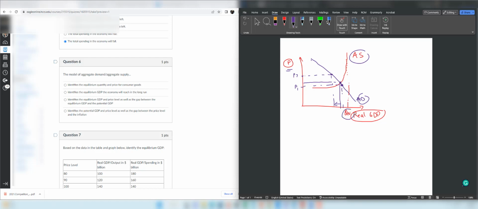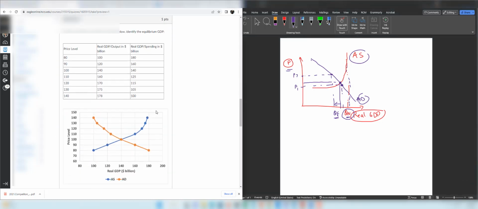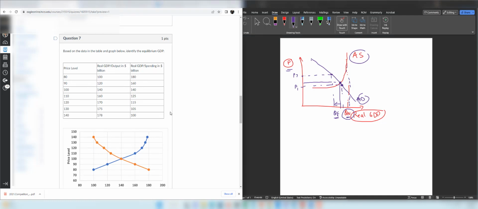So this is potential GDP. Remember, potential GDP is the maximum amount of GDP we can get in the long run while using all our resources. And if the equilibrium GDP is here, let's say this is equilibrium, then it can tell us about the gap between equilibrium GDP and the potential GDP. Therefore, this is the right answer. Question 7. Based on the data in the table and graph below, identify the equilibrium GDP.